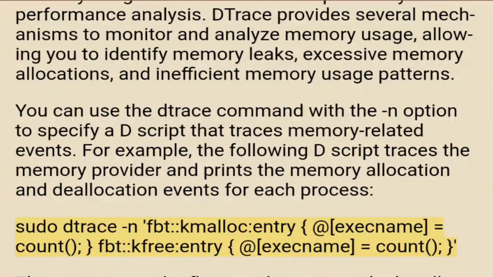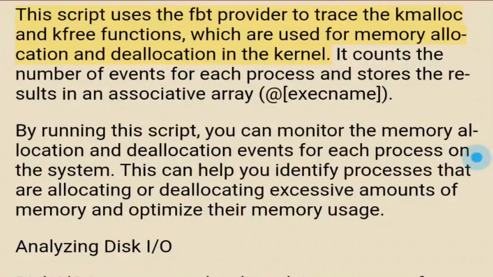fbt::kmalloc:entry { @[execname] = count(); } fbt::kfree:entry { @[execname] = count(); }. This script uses the fbt provider to trace the kmalloc and kfree functions, which are used for memory allocation and deallocation in the kernel. It counts the number of events for each process and stores the results in an associative array @[execname]. By running this script, you can monitor the memory allocation and deallocation events for each process on the system. This can help you identify processes that are allocating or deallocating excessive amounts of memory and optimize their memory usage.